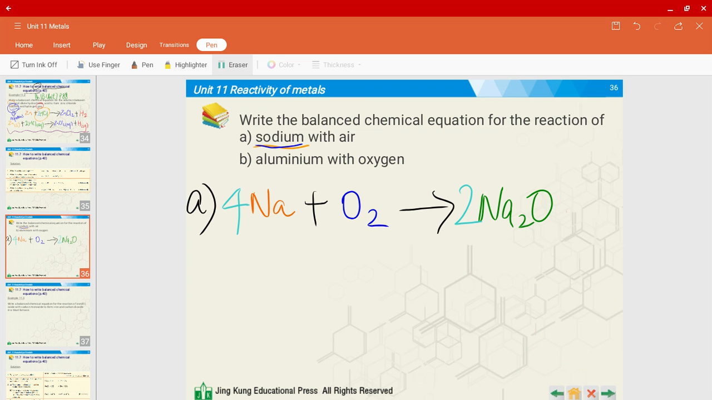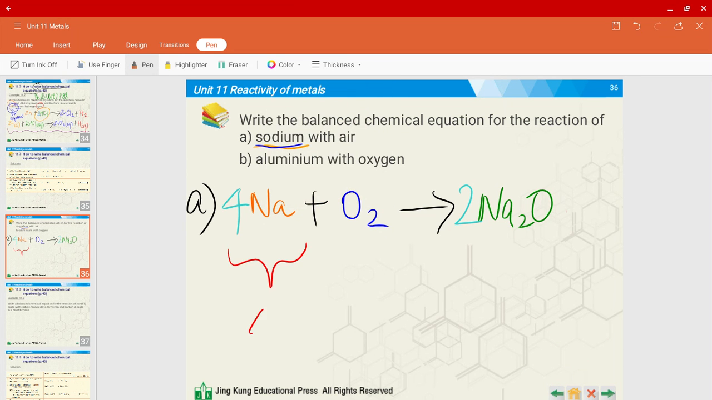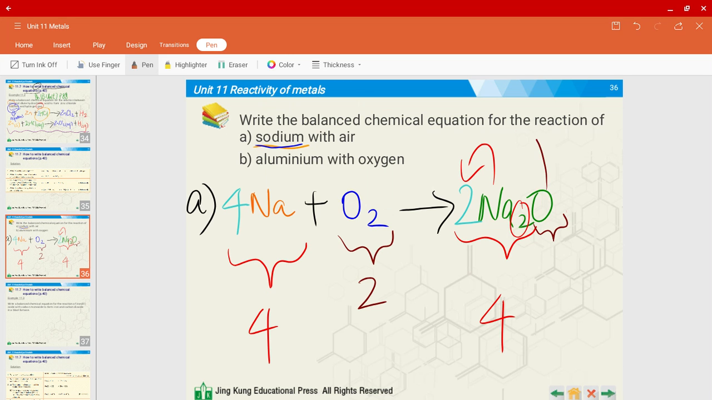Okay, let's count one by one. Over here, let me use red. I have 4 Nas. And over here, the big number I have 2. Small number I have 2. That means I also have 4 Nas. Perfect. This is balanced. Now over here, how many oxygens do I have? I have 2. How many oxygens do I have over here? There's no small number, but again, I have a big number over here, which is 2. This is also balanced.